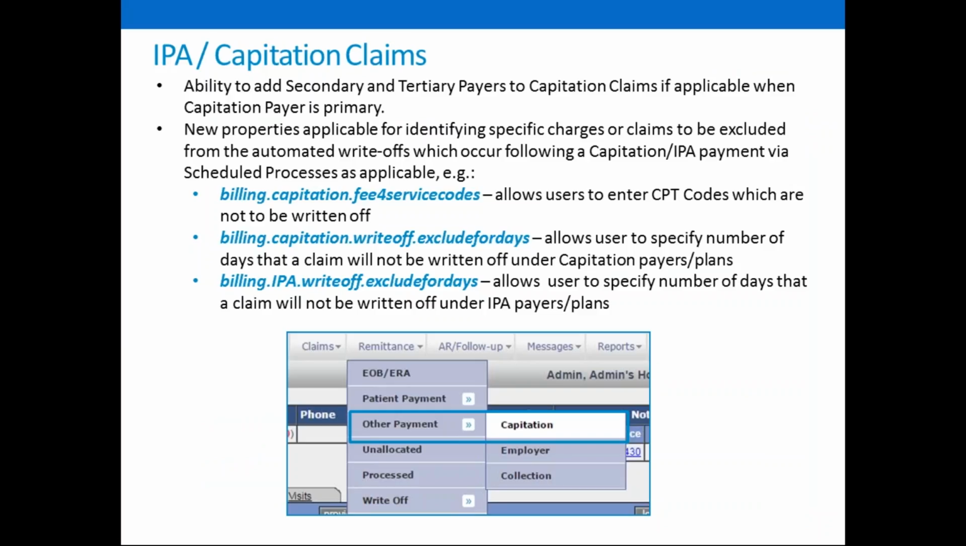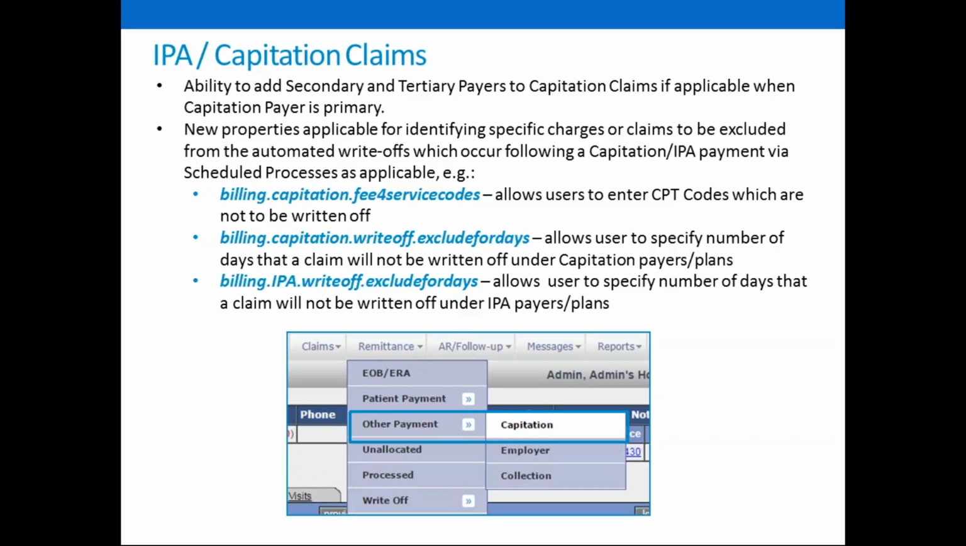Now at the system level, there's a logic change or enhancement for IPA and capitation claims, if those are applicable within your practice. The default logic in the case of IPA and capitation has always been primary insurance only as far as billing, so we did not allow you to add secondary or tertiary payers in those instances. And then when the primary payment came in, the scheduled process just did a blanket automatic write-off of the balance.